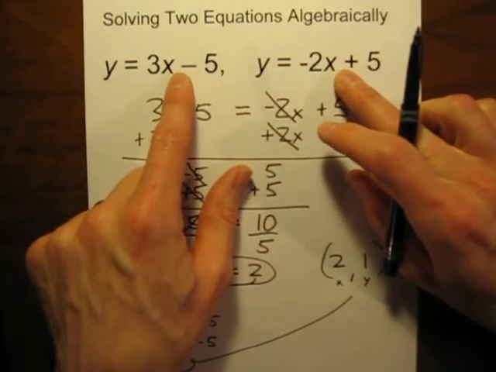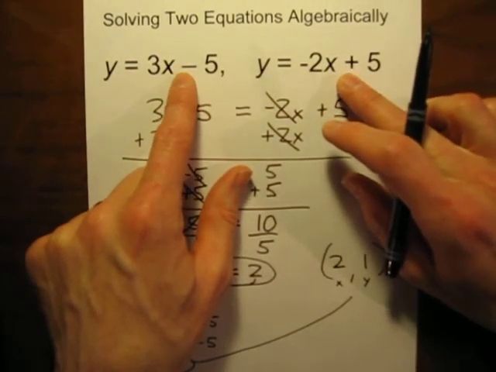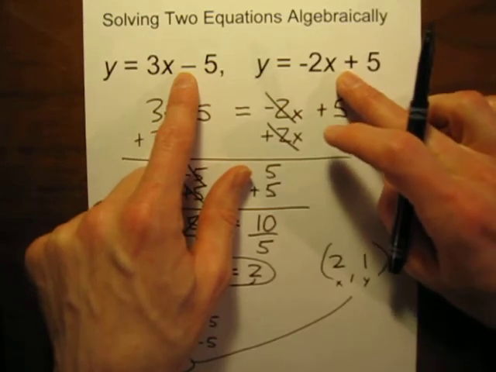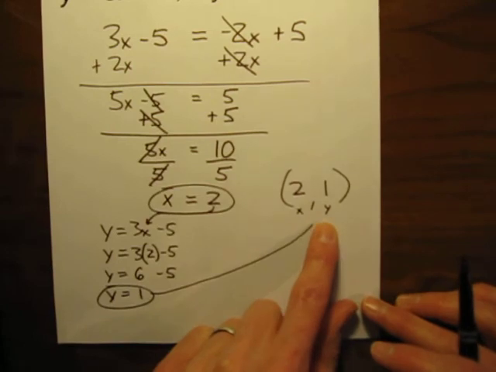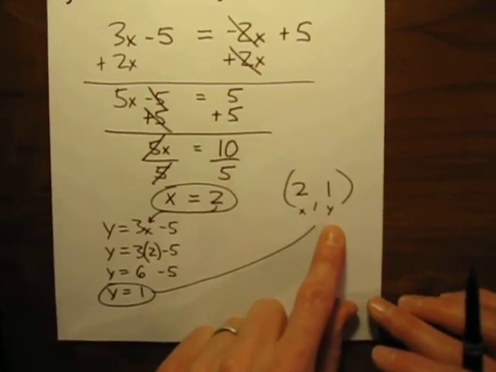When these two lines meet, these are equations for lines, they're going to meet at the point (2, 1). x equals 2, y equals 1.